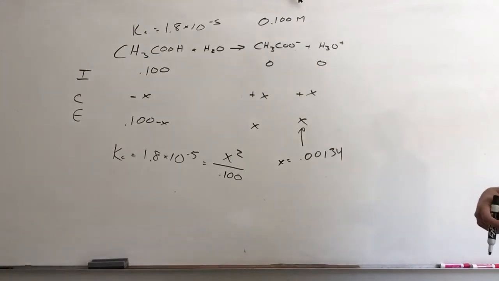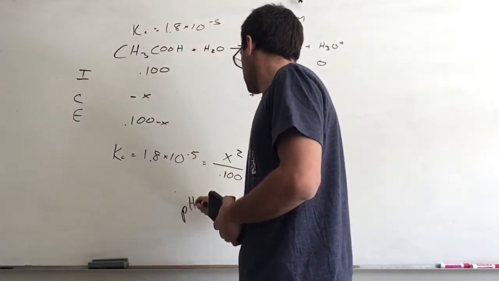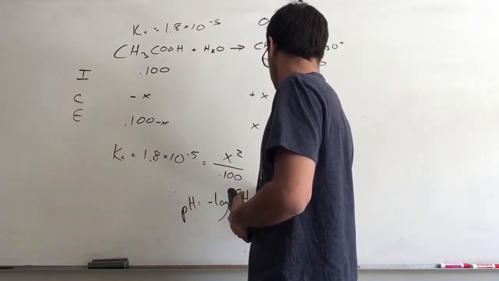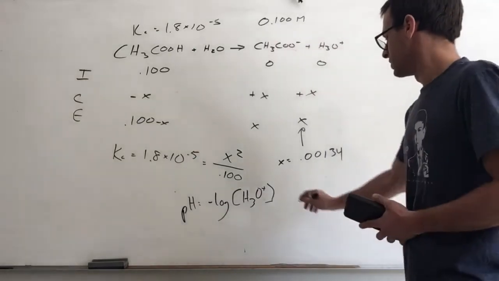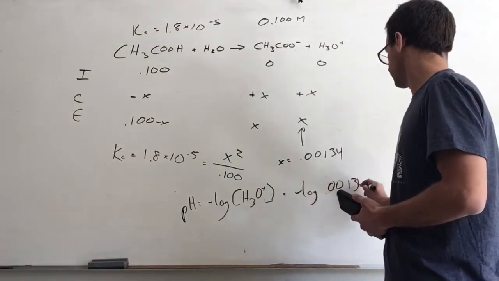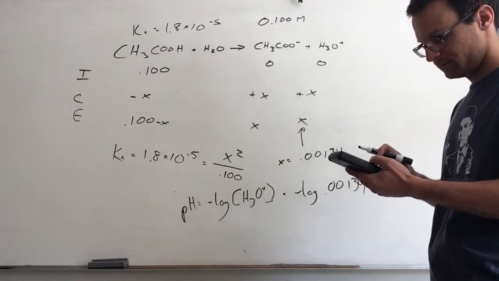Now this is the value of your hydronium ion, which means if you want to go to the next step and calculate the pH of the solution, we'll deal with pH in a minute, but pH equals the negative log of the hydronium concentration. So what you're going to do is take the negative log of 0.00134. Let's do this here.